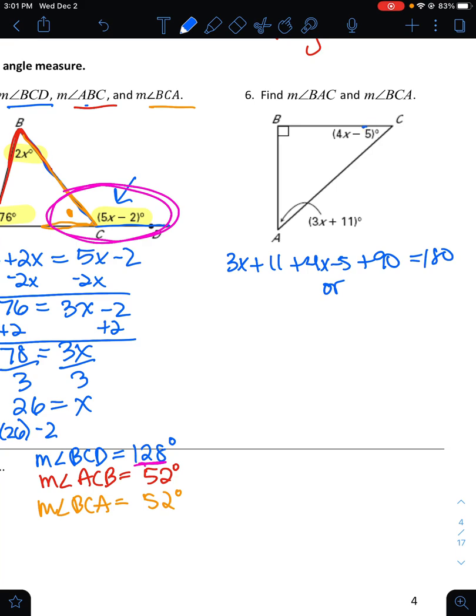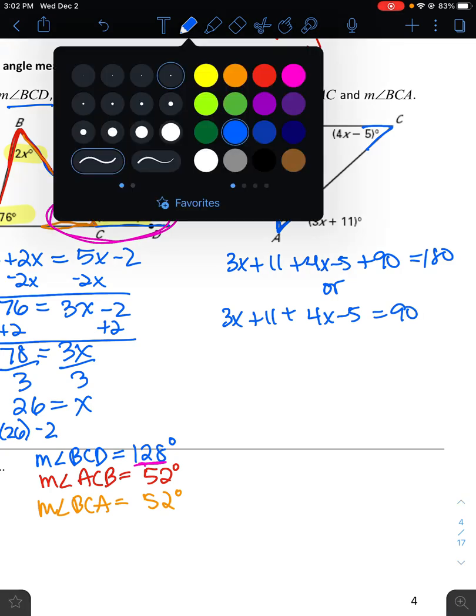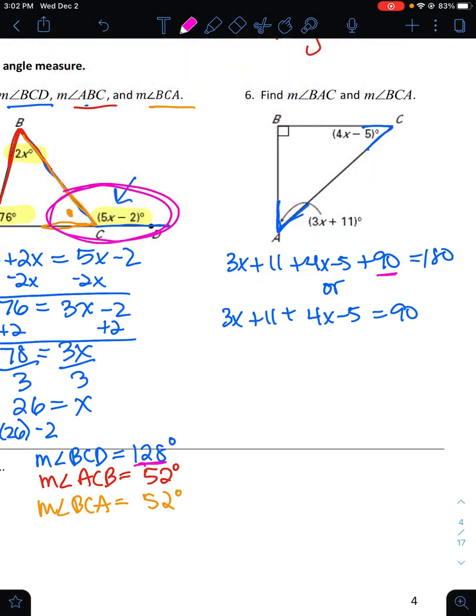Or I can use this corollary. The corollary says that these two angles are complementary. Or what I could do is say that 3x plus 11 plus 4x minus 5 is equal to 90. So can you see that the corollary basically takes this 90 and subtracts it from 180 to give me the 90 here? So that's why it's really like an extension of the theorem. However you work it, we'll get the same answer. I'll just continue this equation right here.